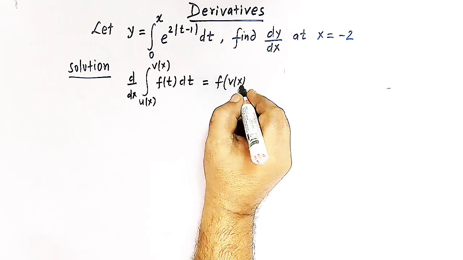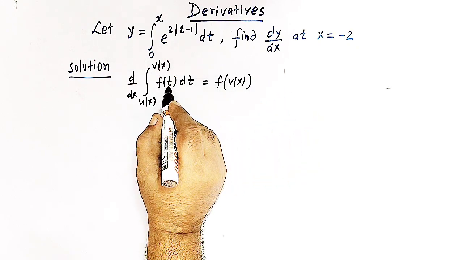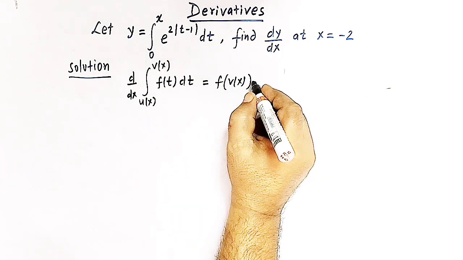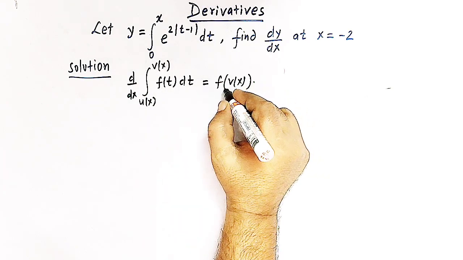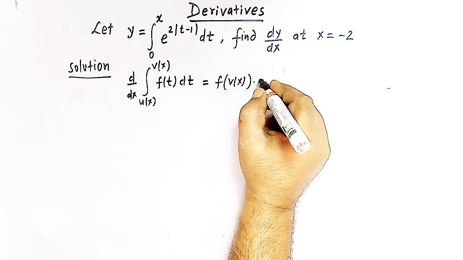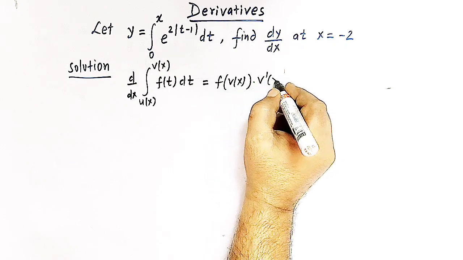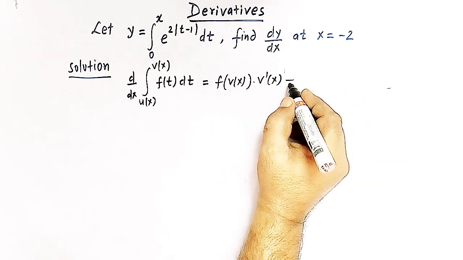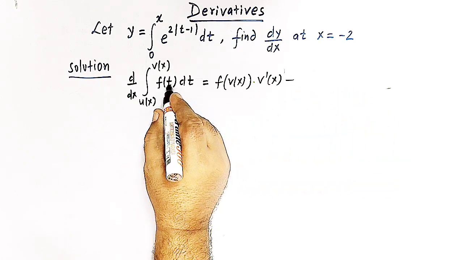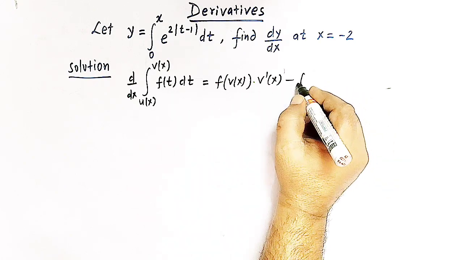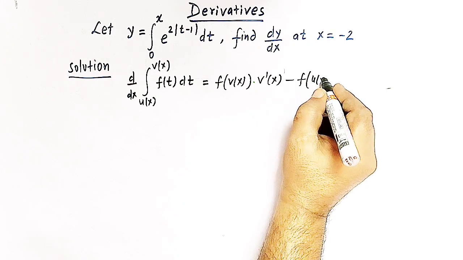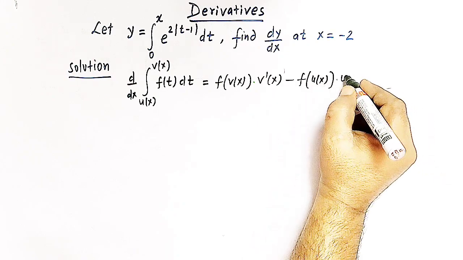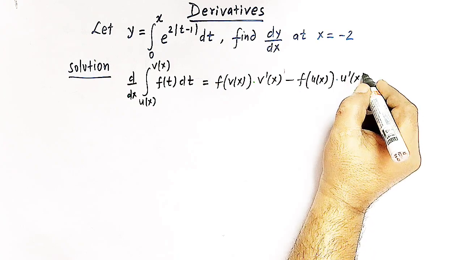So the derivative of this definite integral with respect to x is given by f of v of x. So first we'll replace this t by the upper limit, that is v of x, and then we multiply this quantity by the derivative of v of x, that is v prime of x. Then here we have a negative sign, then we replace this t by u of x, so we have f of u of x, and then we differentiate u of x with respect to x.